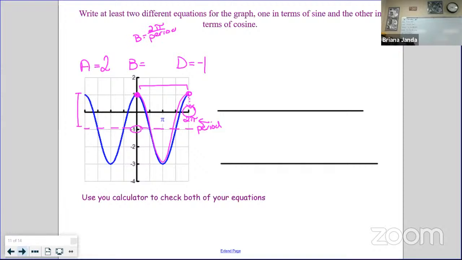divided by the period. In this case, that would be 2 pi divided by 2 pi. Well, 2 pi divided by 2 pi is 1.